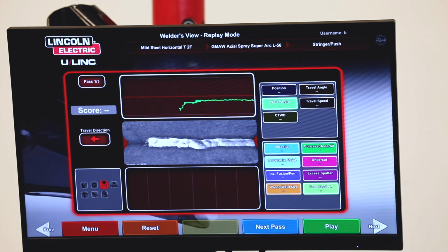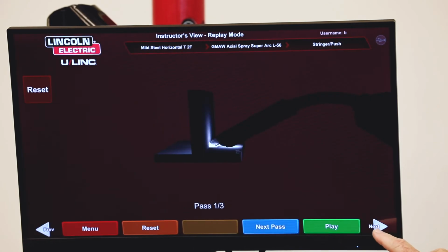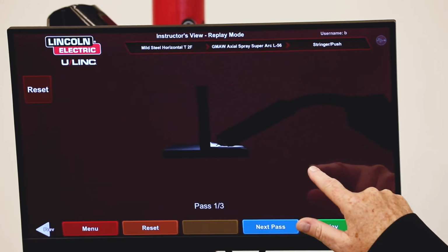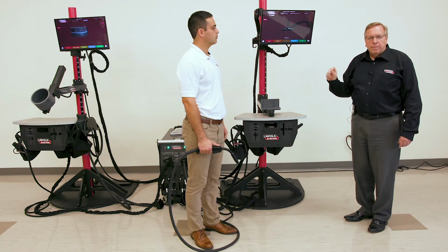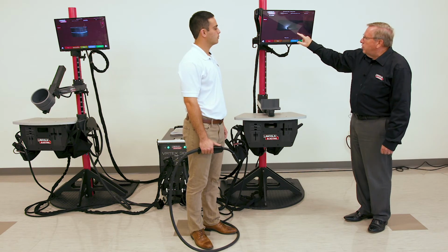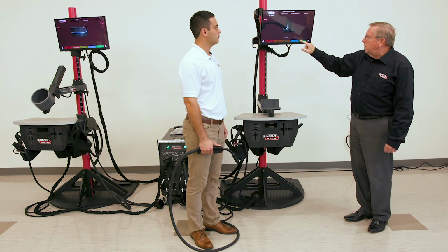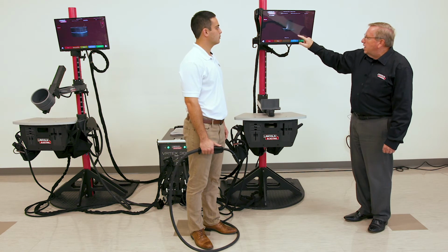I should be able to show that. And so I can come over to this angle here, and now I can talk to the students about the importance of work angle, and I can stop it. That's a very important diagnostic tool. Then I can replay it and watch from any angle.